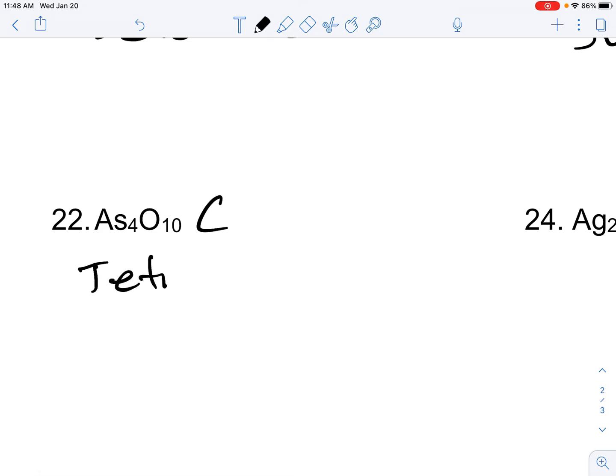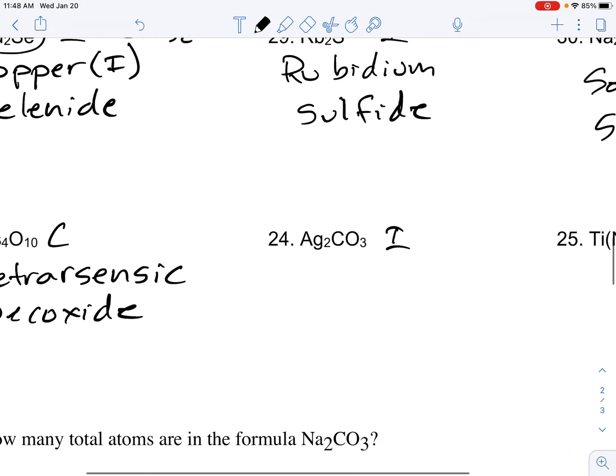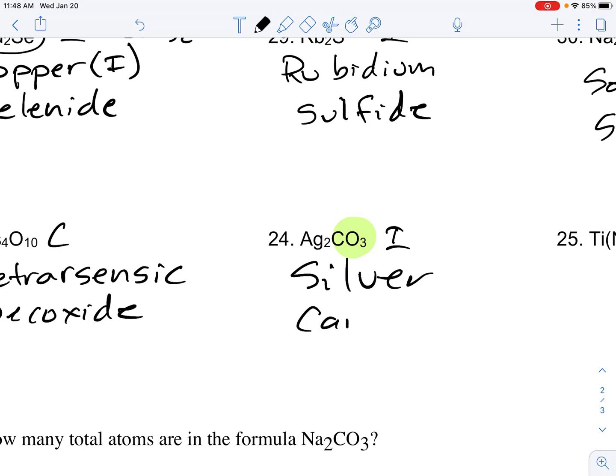4 As is tetra arsenic. And 10 oxygens is decaoxide. It's covalent, so it's prefixes. Ag is silver. It only has one possible charge, so I don't need parentheses. And then my polyatomic ion, CO3, is called carbonate.